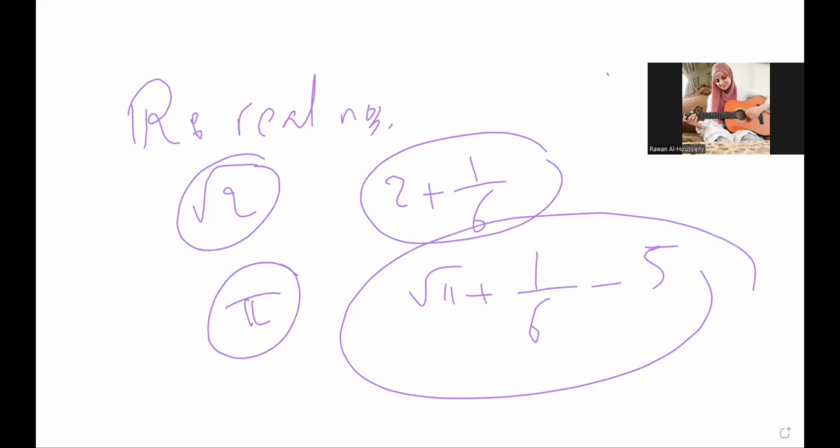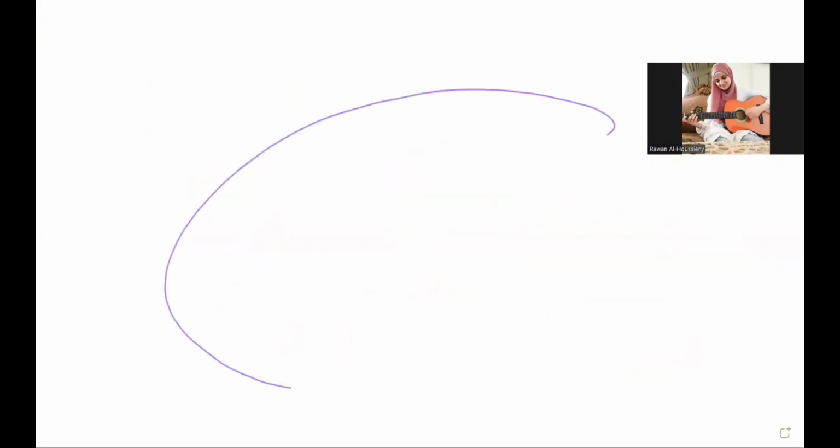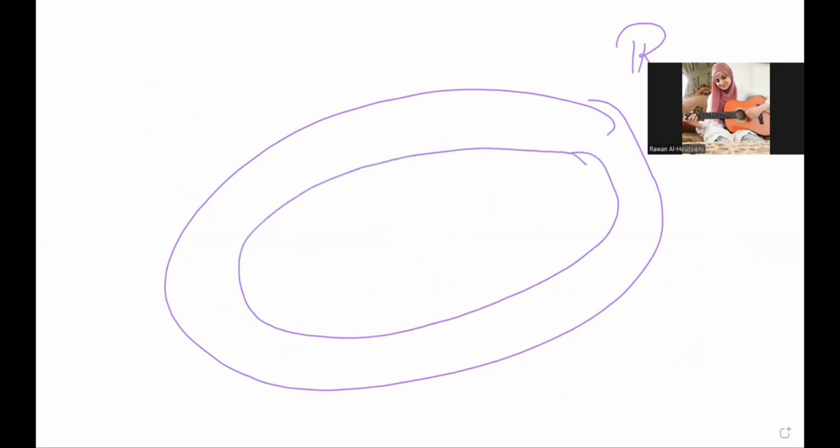Even 4 is a real number. 4 is a natural number, an integer, and a rational number. It's also a real number. Minus 11 is an integer, it's a rational number, it's also a real number. Okay. So now we can know that the real numbers are the largest set that exists. Then within the real numbers there is a part that is the rational numbers, which is smaller than the real numbers, because the real numbers are the rational numbers plus the irrational numbers.